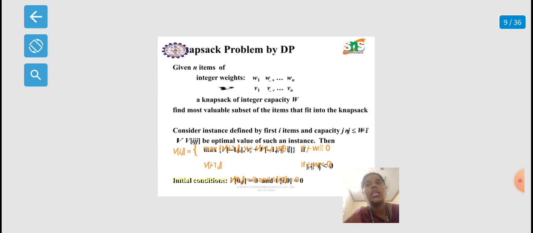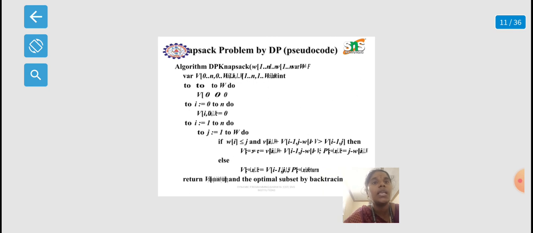For i comma j, to compute it we maximize the entry in the previous row and the same column, and the sum of vi and the entry in the previous row and wi columns to the left. The table can be filled either row by row or column by column.